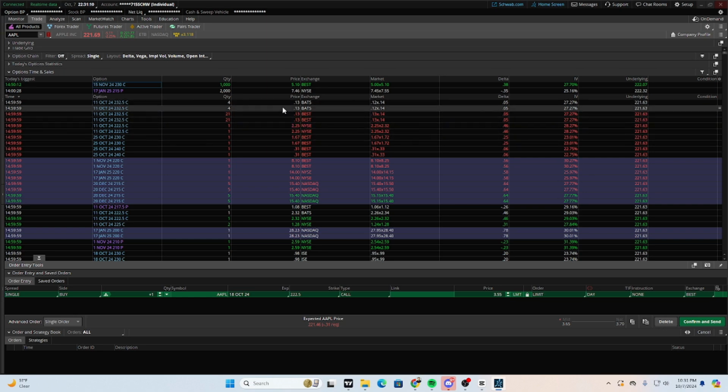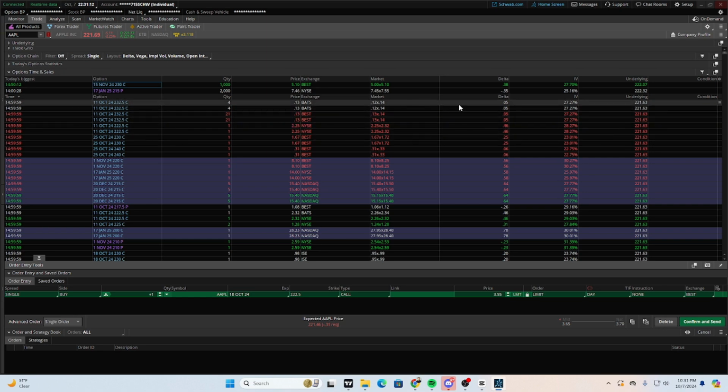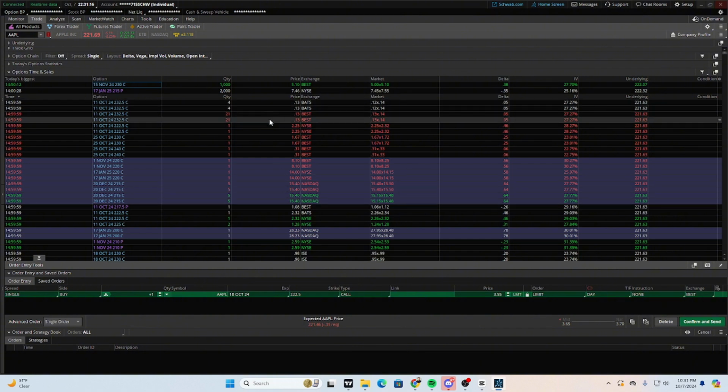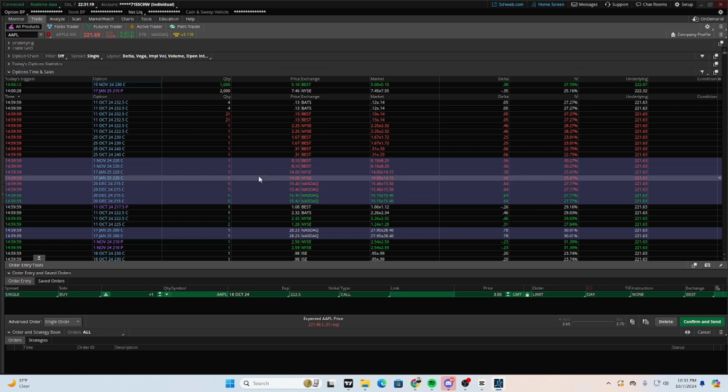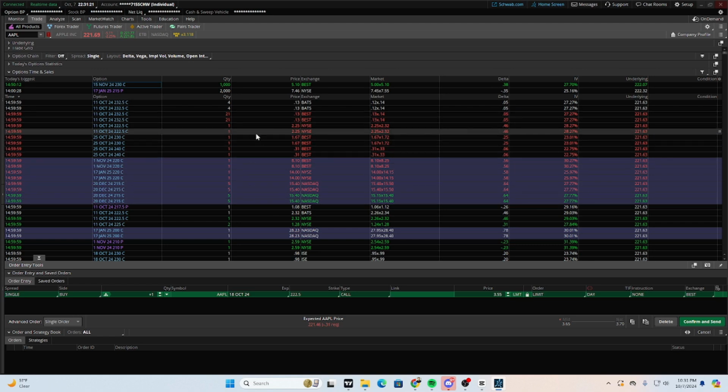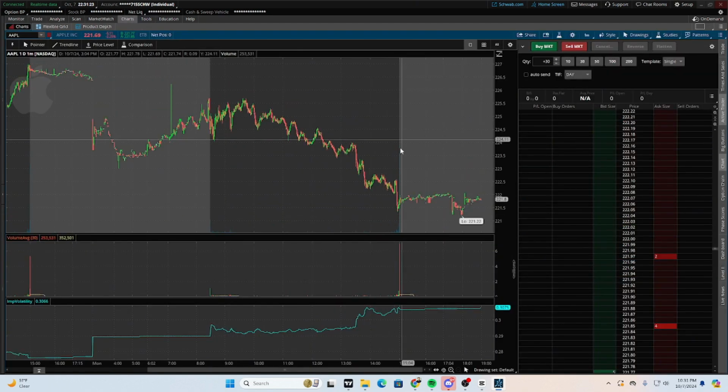But these 13-cent contracts, with a 5 delta, if I saw a cluster of buying that kept hitting the tape of people buying these contracts, it might mean that people are expecting a big one-sided move into the end of the day where the stock just kind of melts up.